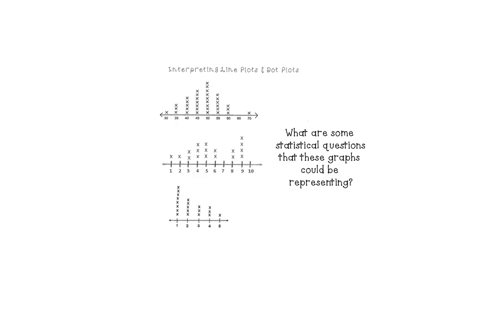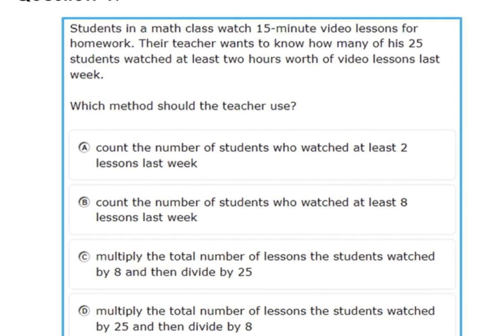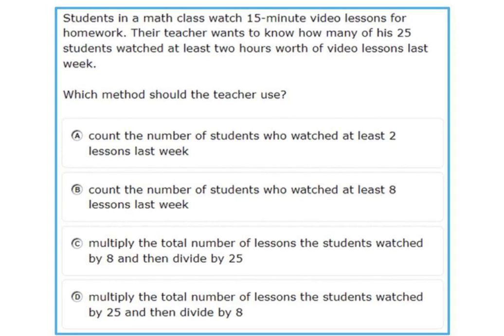Good. All right. We are going to look at 3 last questions. These are all released OST questions, meaning they are statistic questions that have been on the 6th grade math OST in the past. So you can get a sense for what types of questions on the statistics stuff we've talked about today you would get asked. So first one, students in a math class watch 15-minute video lessons for homework. Their teacher wants to know how many of his 25 students watched at least 2 hours worth of video lessons last week. Which method should this teacher use?